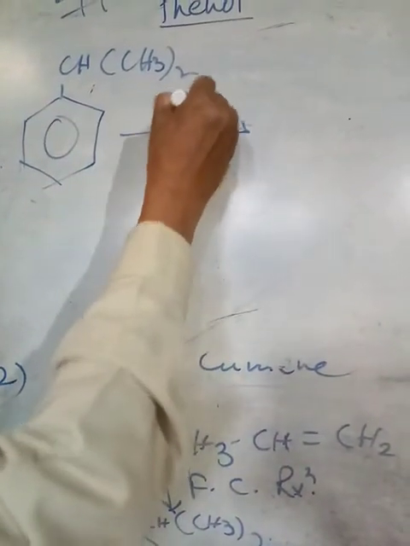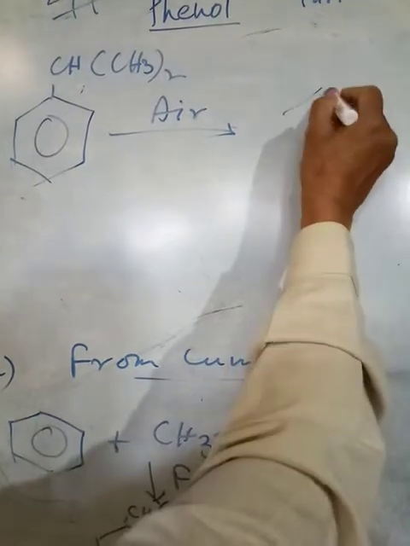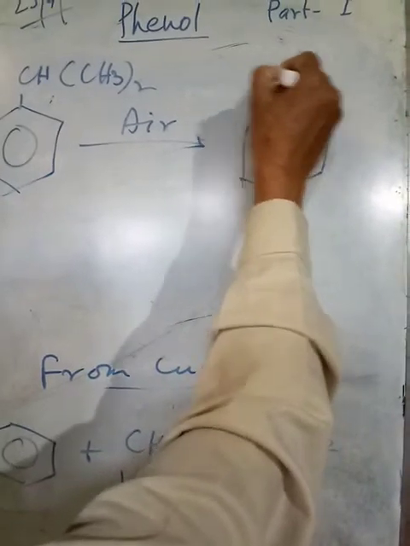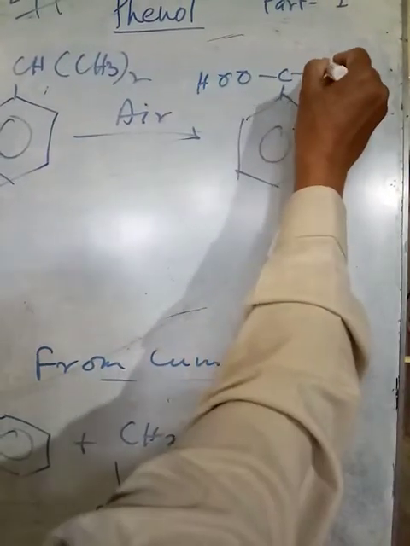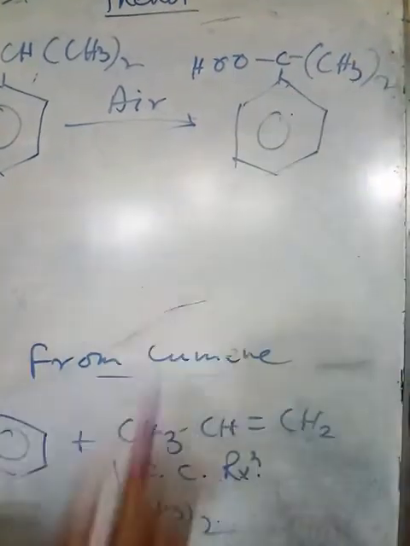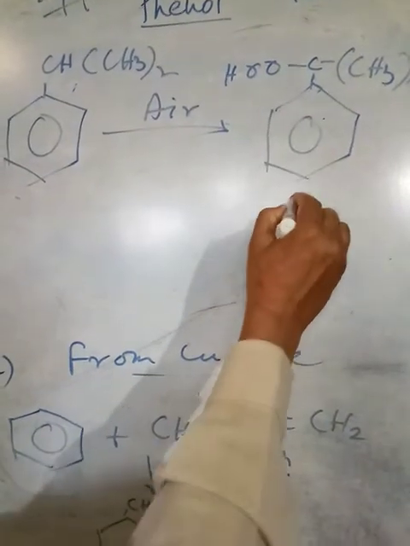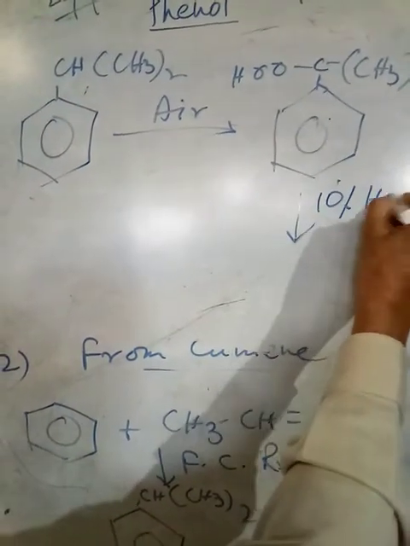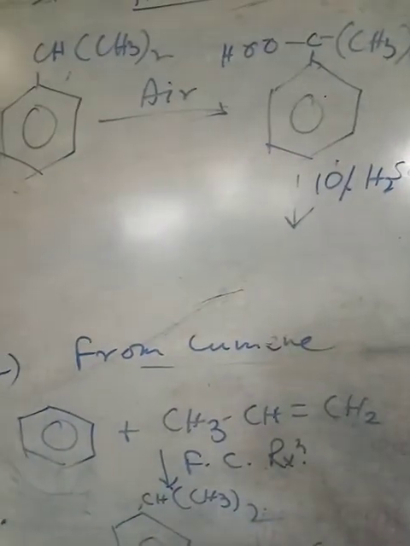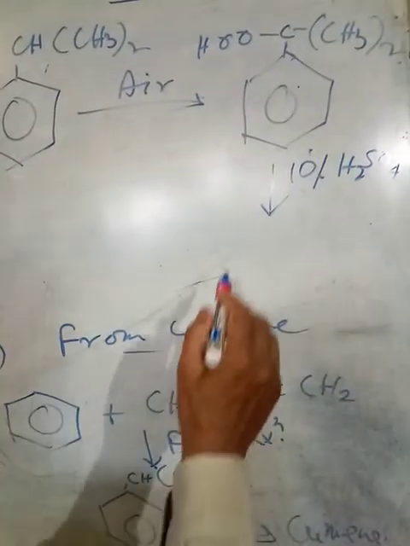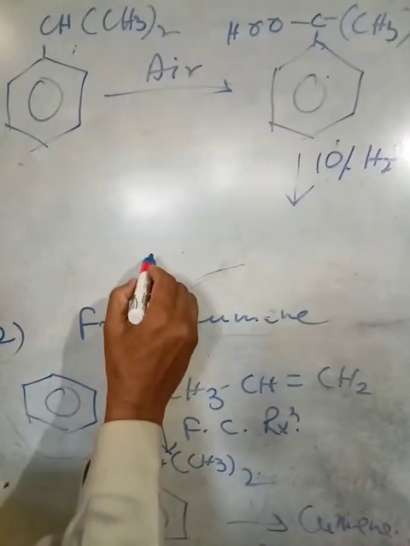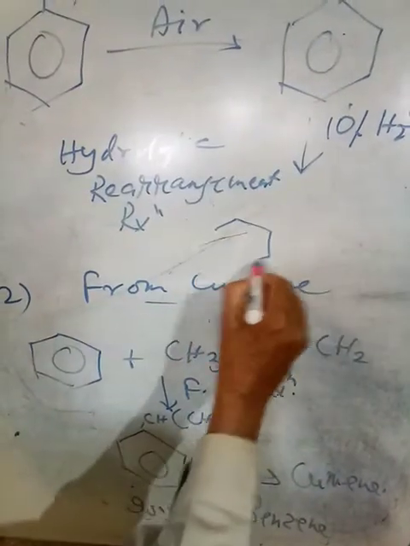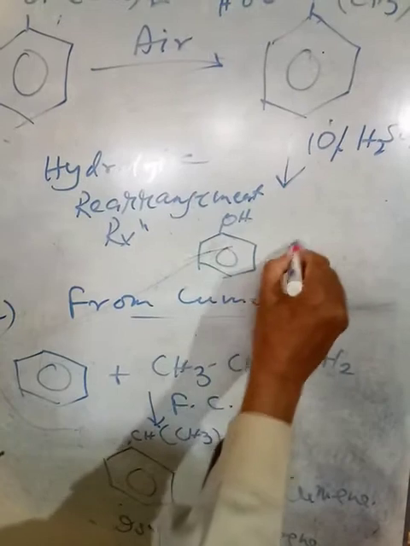Now this cumene is oxidized in air, and it forms cumene hydroperoxide. Then cumene hydroperoxide, if you treat with 10% H2SO4, undergoes a reaction called hydrolytic rearrangement, and will form phenol plus acetone.